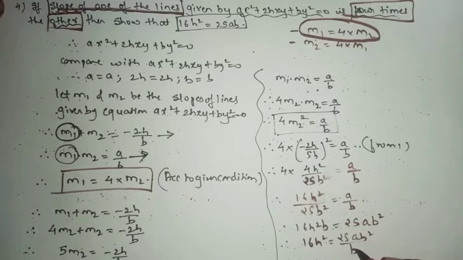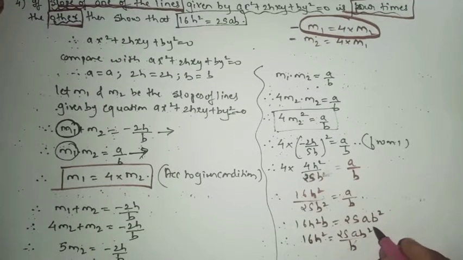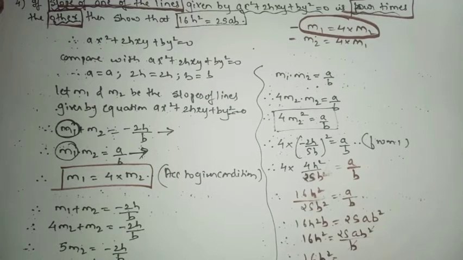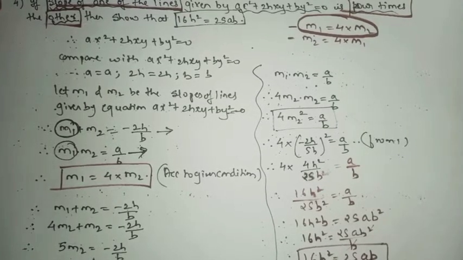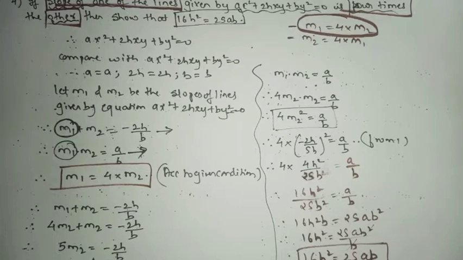In the final step here, one b will get cancelled, so you will be left with 16h square equals 25ab. So here we got the final solution.